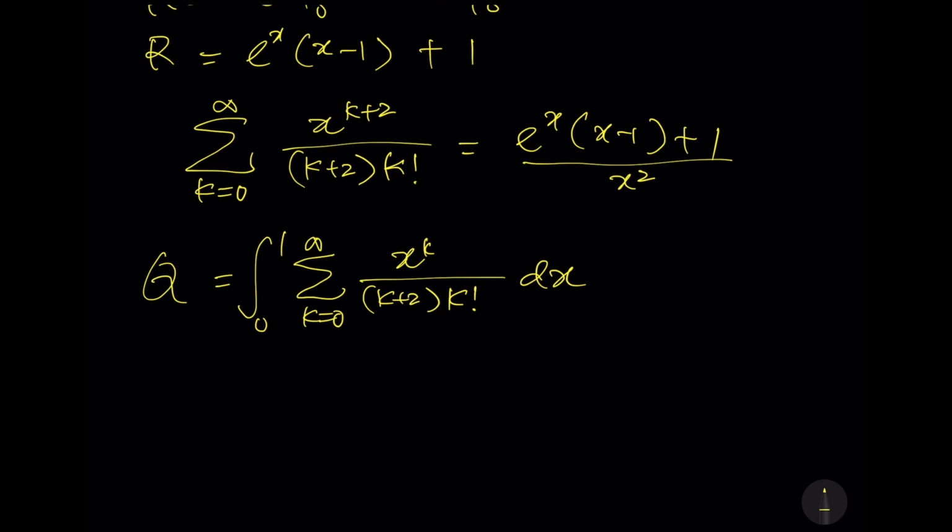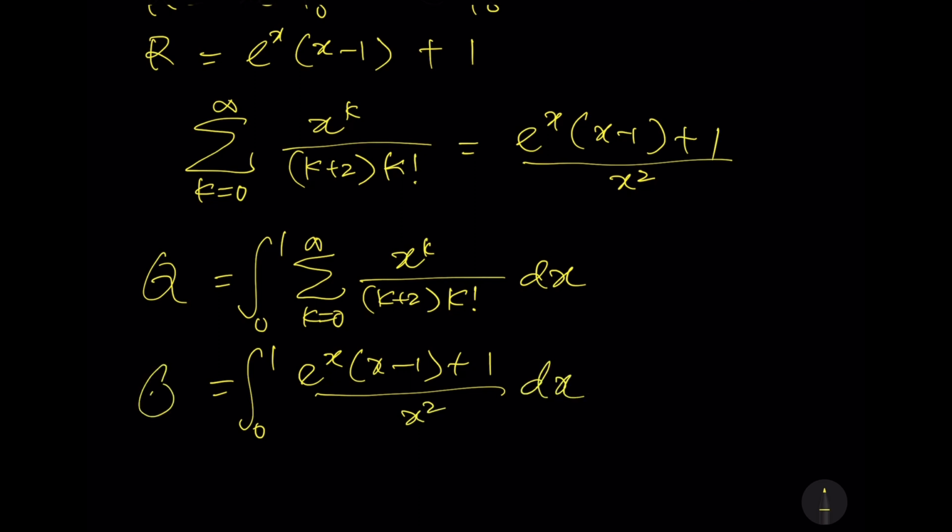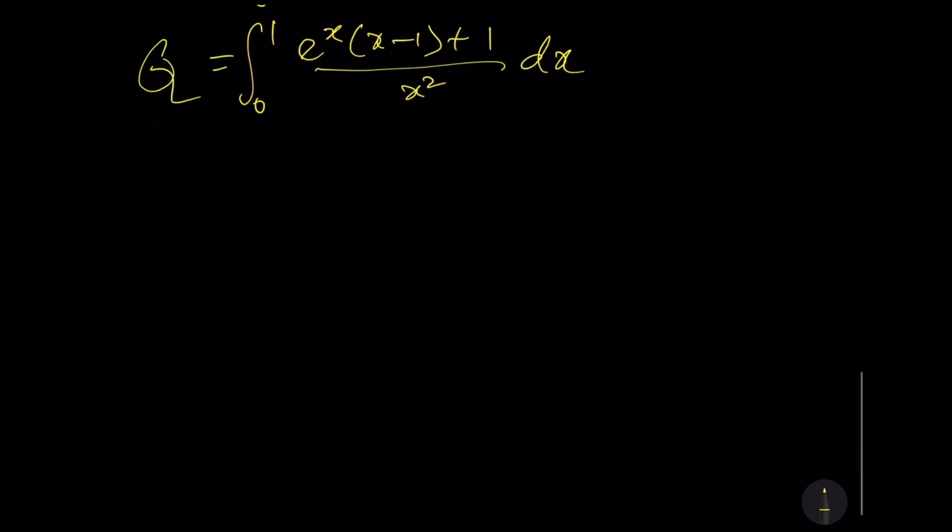For the left hand side, once we divide by x squared, the x power k plus 2 becomes just x power k. Therefore, Q equals the integral from 0 to 1 of (e power x multiplied by (x minus 1) plus 1) divided by x squared, dx. This is good news because there is no more summation, no more k. This is something simple, which is the integral from 0 to 1.